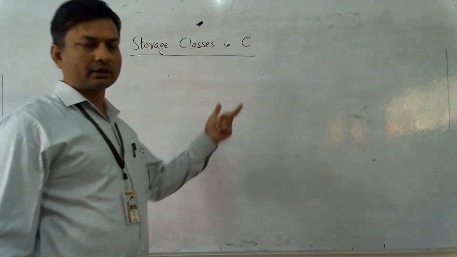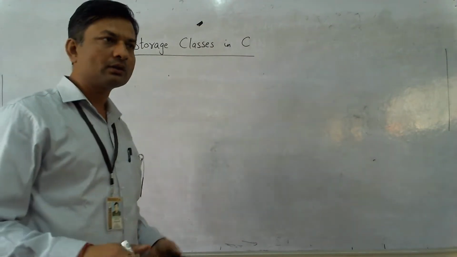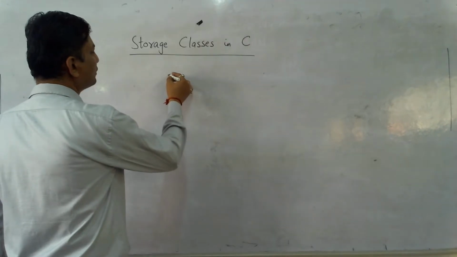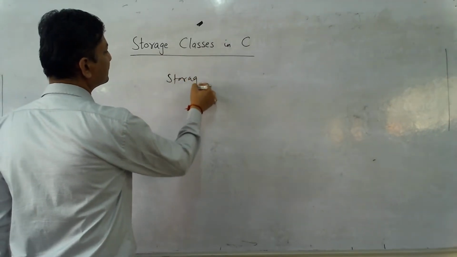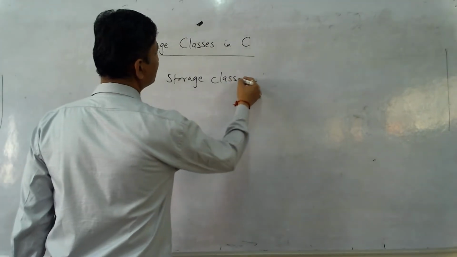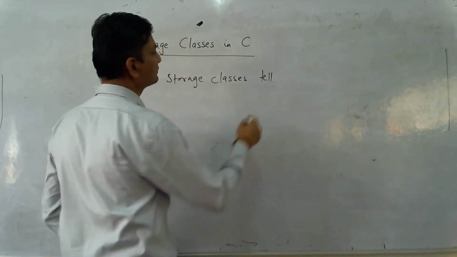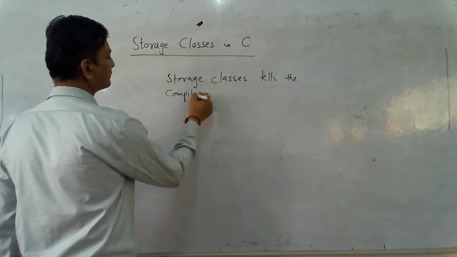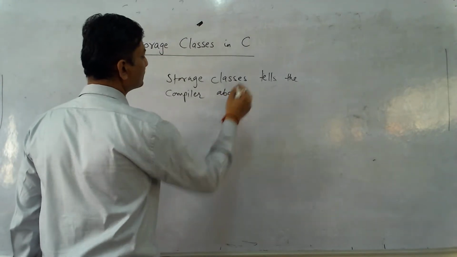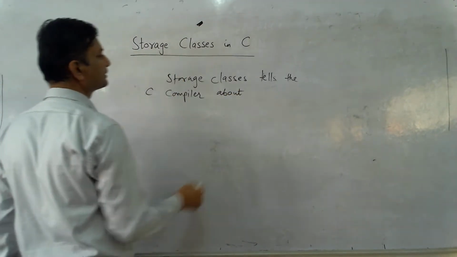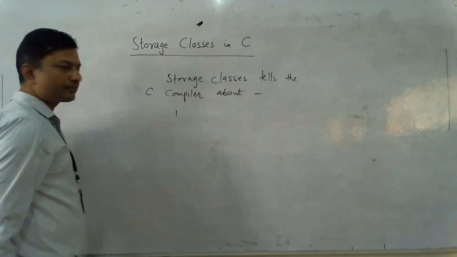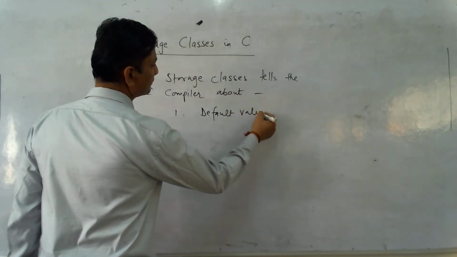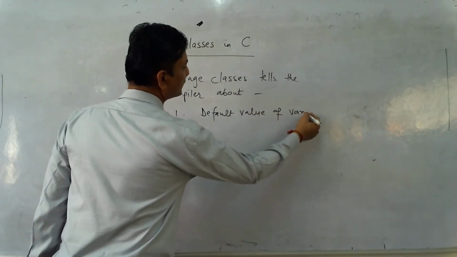So before explaining these classes one by one, we must know what these classes tell the compiler. So storage classes tell the compiler, C compiler, about number 1, the default value of the variable.